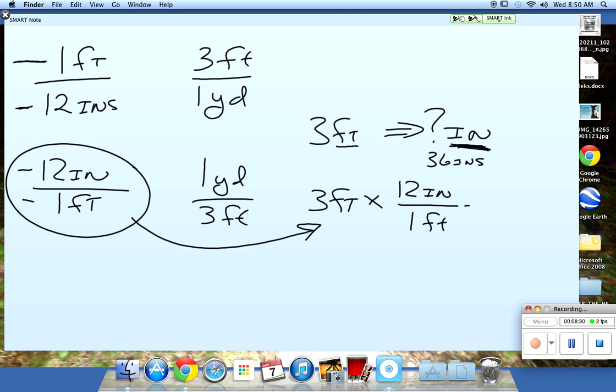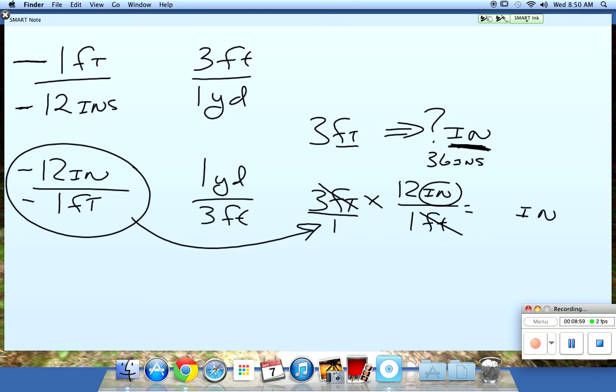Now I want to show you what happens here. If you notice, really this 3 feet is really 3 over 1, right? We can write it that way. What we can do now is we have feet in the denominator and feet in the numerator. We can cross those out. What are we left with for a unit? Inches. We're left with inches. That's what we want. We want inches here, right? That's what we wanted up here.